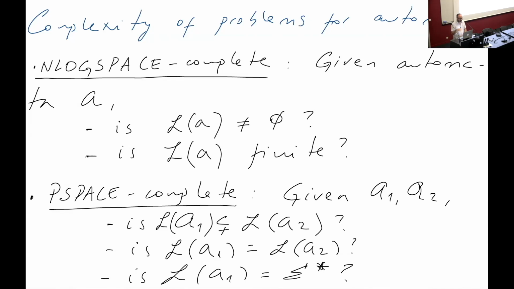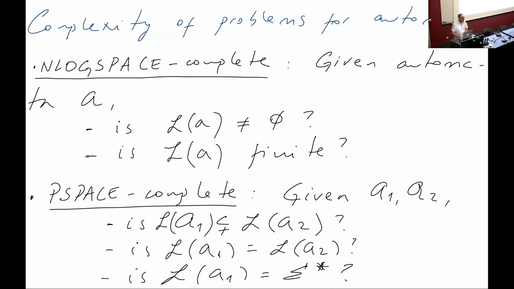Another problem, which we will not be using, but which is also NL-complete for automata, is to check whether the language accepted by an automaton is finite. Because what we have to do is to check over the automaton whether there are cycles. Cycles that are meaningful, in the sense that they can be reached from an initial state and can reach a final state in the end. If such a cycle exists, then the language is infinite. If it doesn't exist, then the language is finite. This we can check in non-deterministic log space as well.